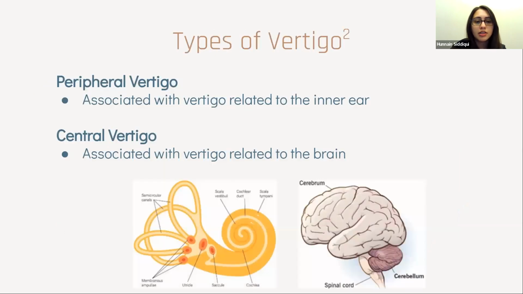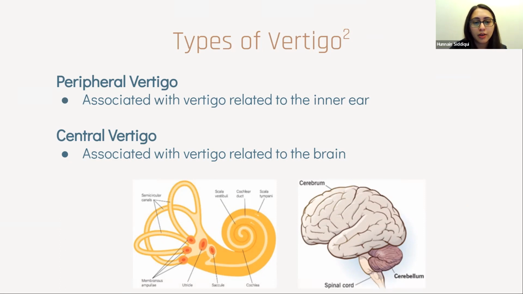All right, so getting into the different types of vertigo, there are two different types. We have peripheral, which is vertigo related to the inner ear. That can mean that you have either an imbalance or need a repositioning of the labyrinth or semicircular canals that you see on the bottom.